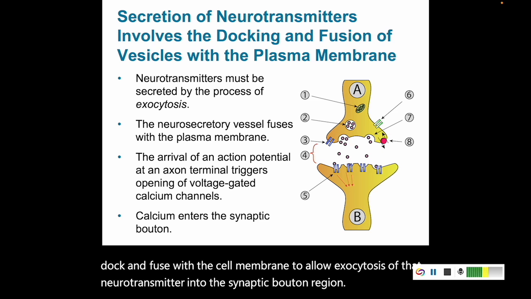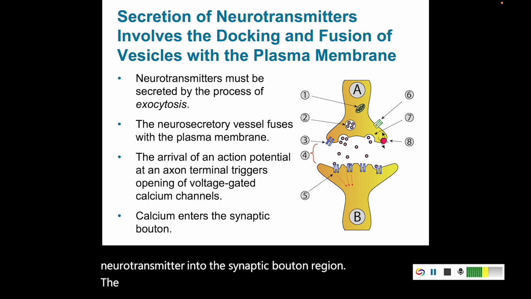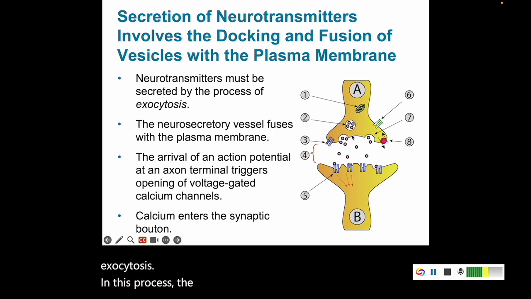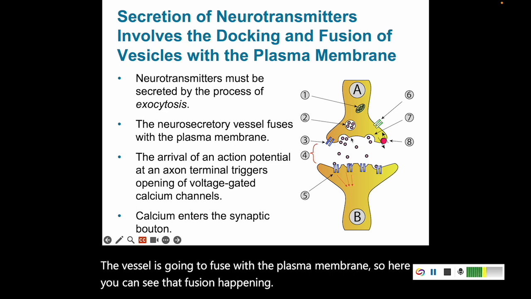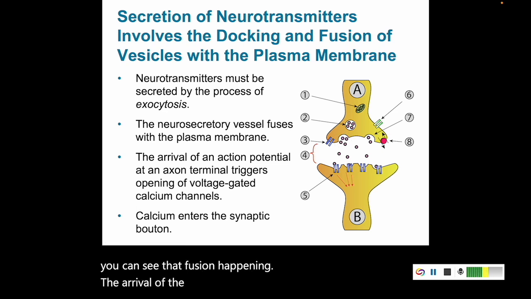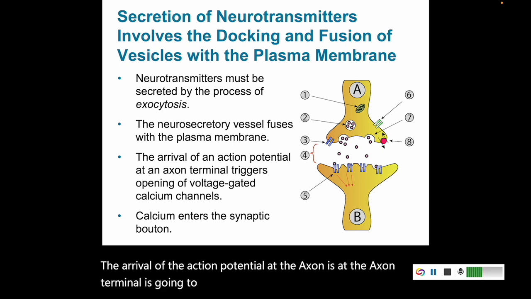The neurotransmitters will be secreted from the cell through exocytosis. In this process, the vesicle is going to fuse with the plasma membrane. So here you can see that fusion happening. The arrival of the action potential at the axon terminal is going to open the voltage-gated calcium channels. Calcium enters the synaptic bouton.